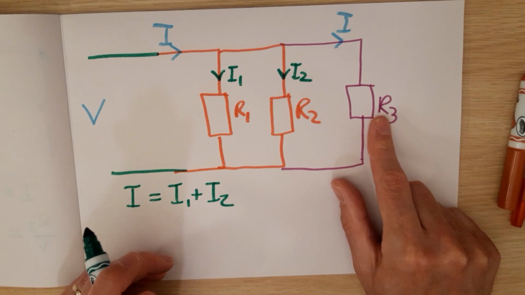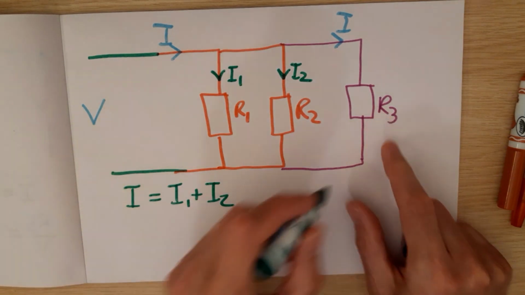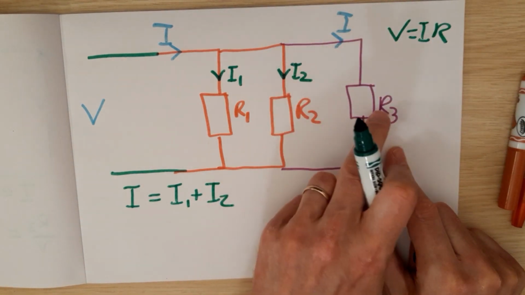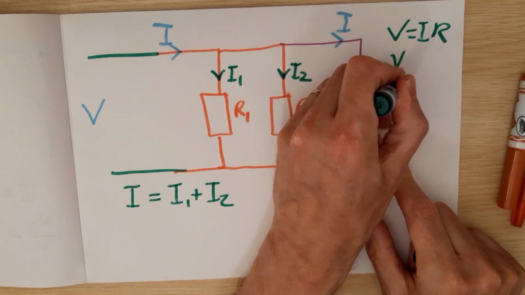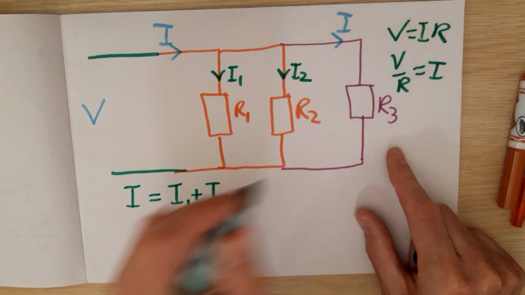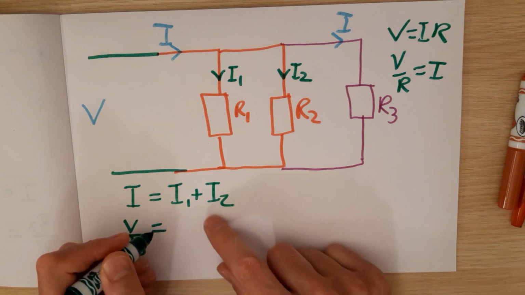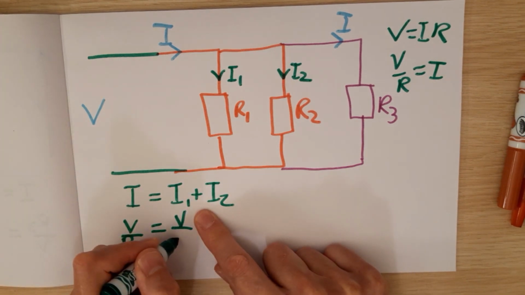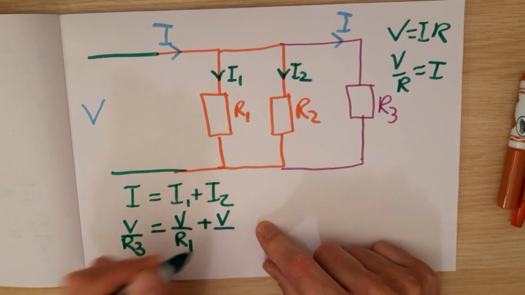But we can work out R3 in terms of V. It says V equals IR. So the current I is V divided by R. So here we have V divided by R3 equals V divided by R1 plus V divided by R2.